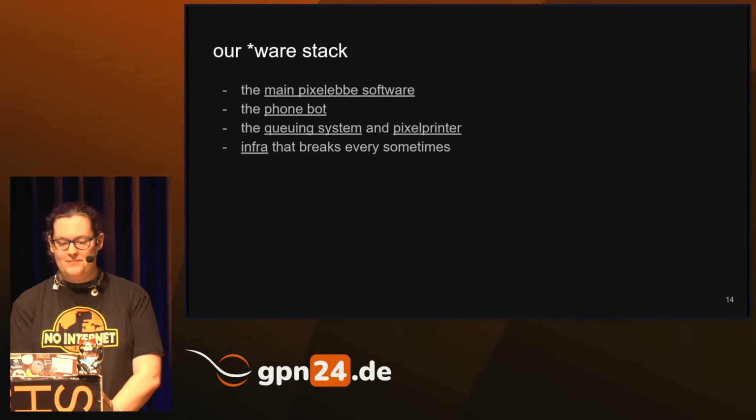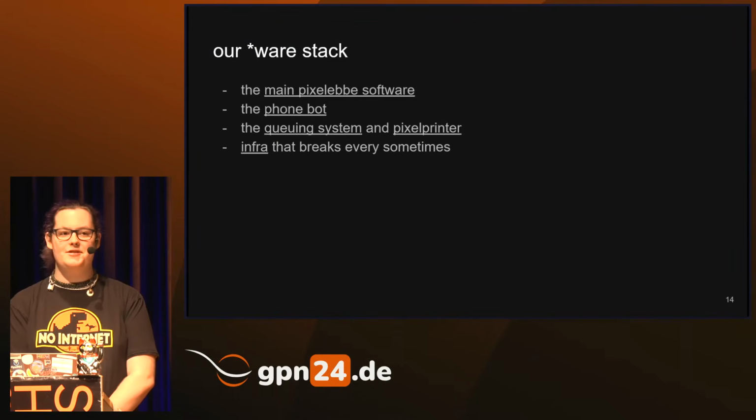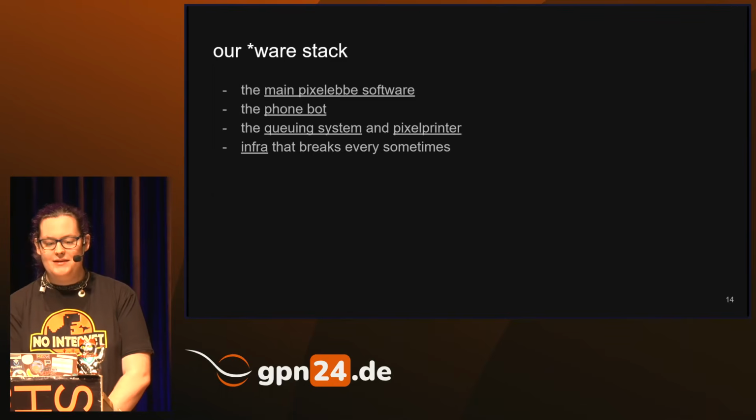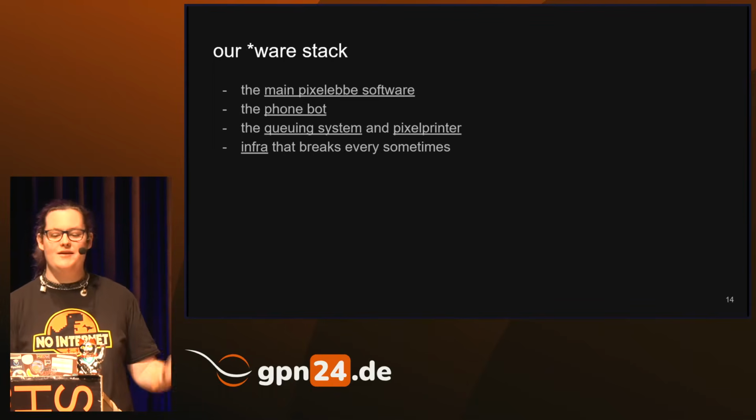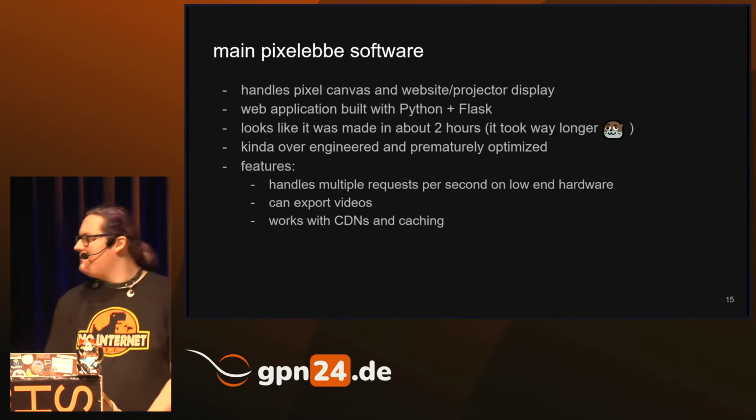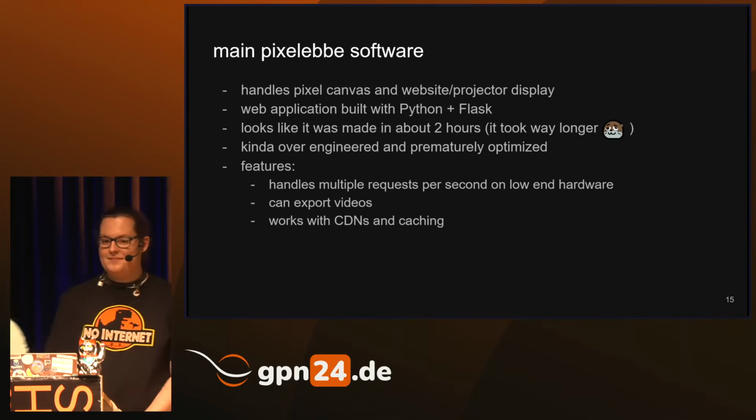But let's talk about how we did that. We have a small software stack, which all runs virtualized. We have the main pixelebbe software, the phone bot, a queuing system, which we didn't use at GPN because we didn't expect a lot of people to set pixels manually when the phone bot's available, and also some hidden infrastructure that breaks sometimes. Okay, so I'm just going to introduce the main pixelebbe software.